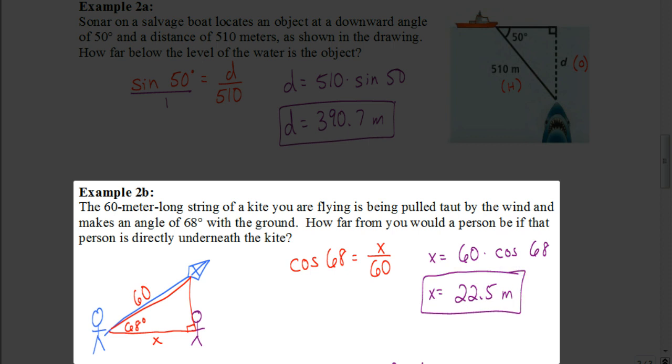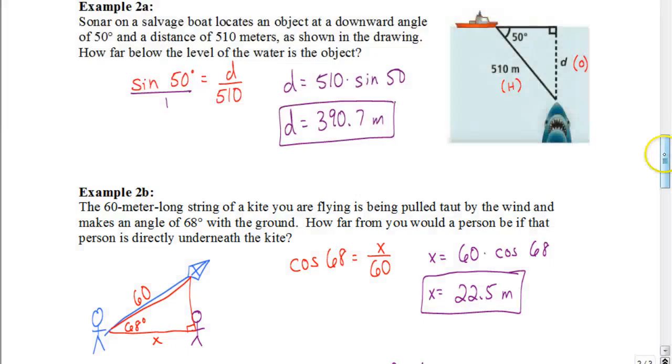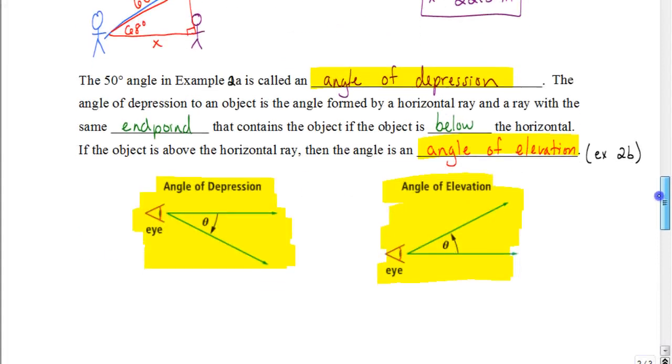Now, we have two terms that we're going to be talking about. The textbook definition is pretty wordy. I think you can make the most sense out of just looking at the diagrams. So in that previous example where we were in the boat looking down at an object, that's what we call our angle of depression. With this one, where we're looking up at the kite, that's our angle of elevation.